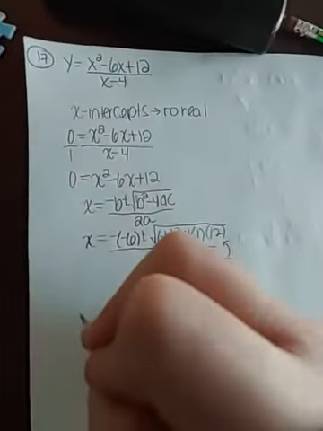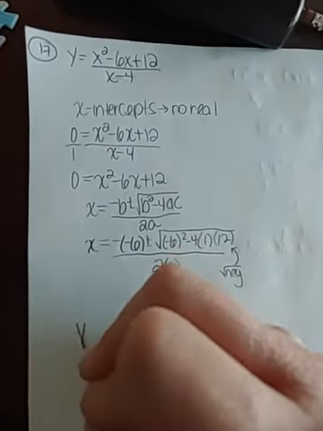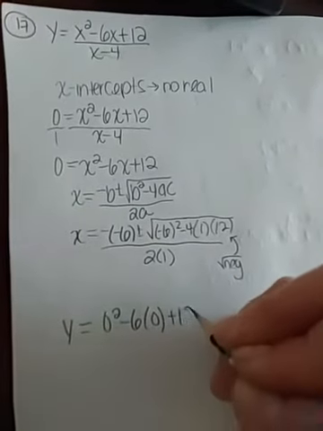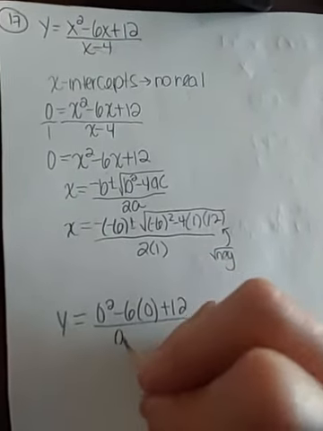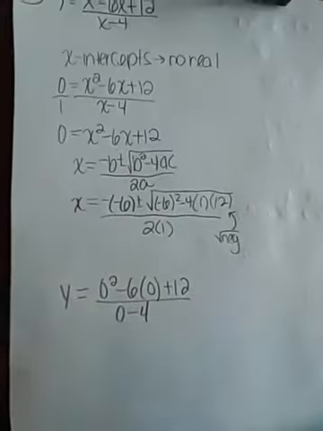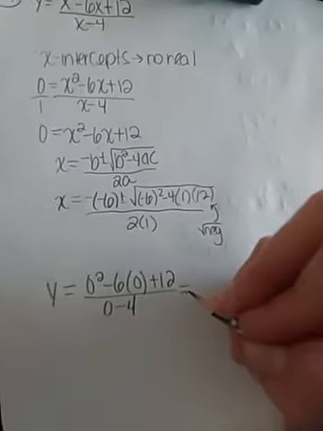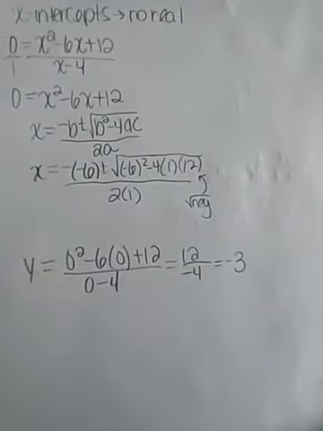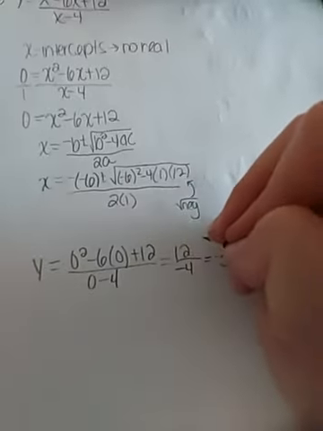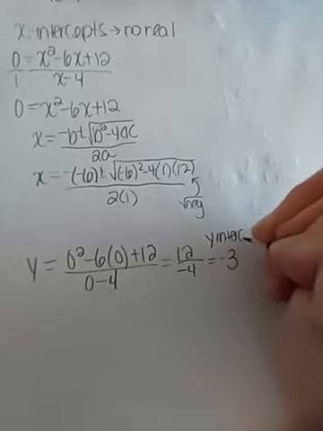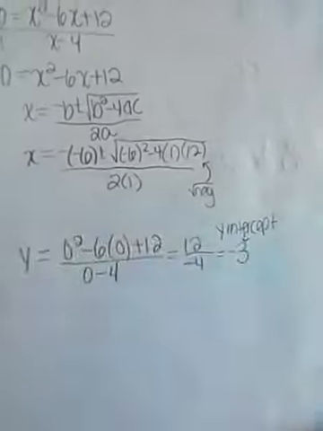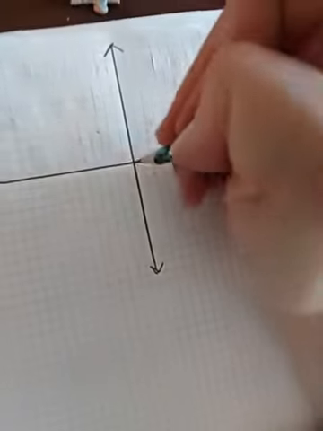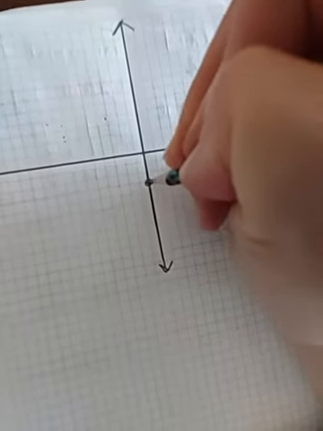All right, keep going. Now I need my y-intercepts. So I'm going to make x equal to 0. So I have 12 on the top and negative 4 on the bottom, which means my y-intercept is negative 3. All right, so I could plot that. So negative 3 is down here.